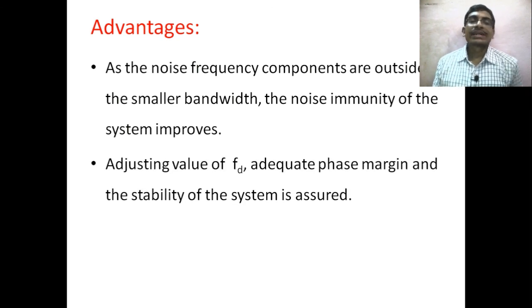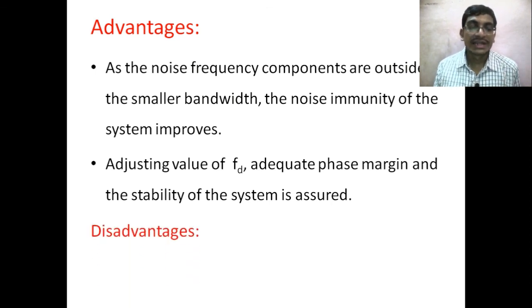The next advantage is adjusting the value of fd so that adequate phase margin and stability of the system are assured. We can easily adjust the break frequency fd so that we can achieve the phase margin and stability. We already know fd is equal to 1 by 2 pi R C. By just varying the value of R or C, we can achieve the required stability and the required bandwidth too.